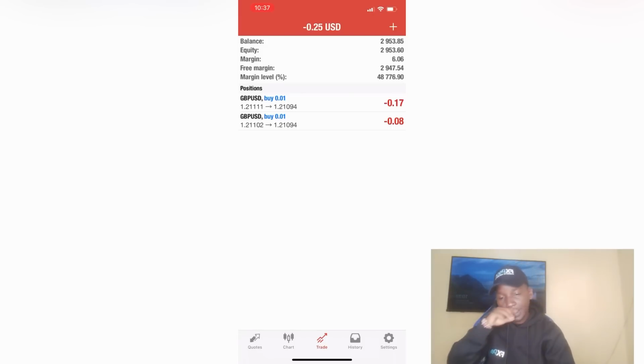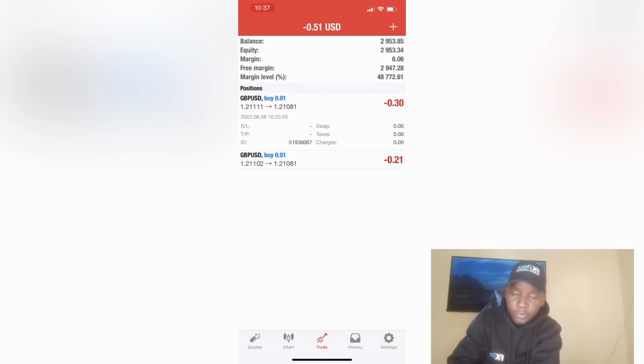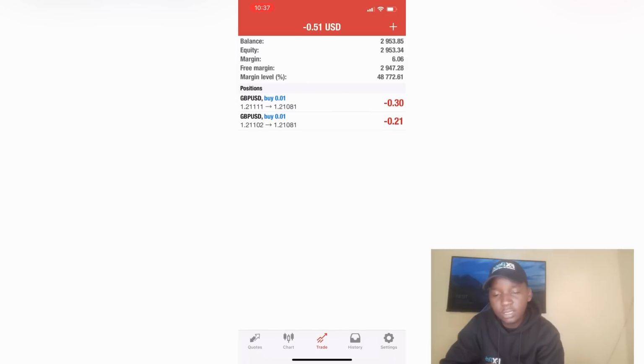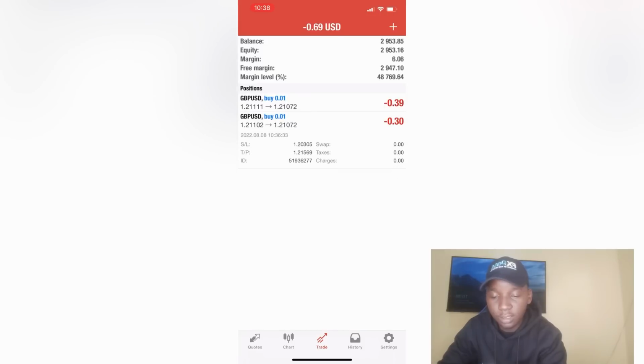Okay, good. Now we talked about closing the trades manually, and we have seen how to use the stop loss value and the take profit value, and how to input them. We are remaining with one thing. I have two trades running. If I tap on this one, you can see the stop loss value and the take profit value are not there. But if I tap on this one, they are there, because this is the trade we placed second. I have my stop loss value, which is 1.20305, and my take profit value, which is 1.21569.